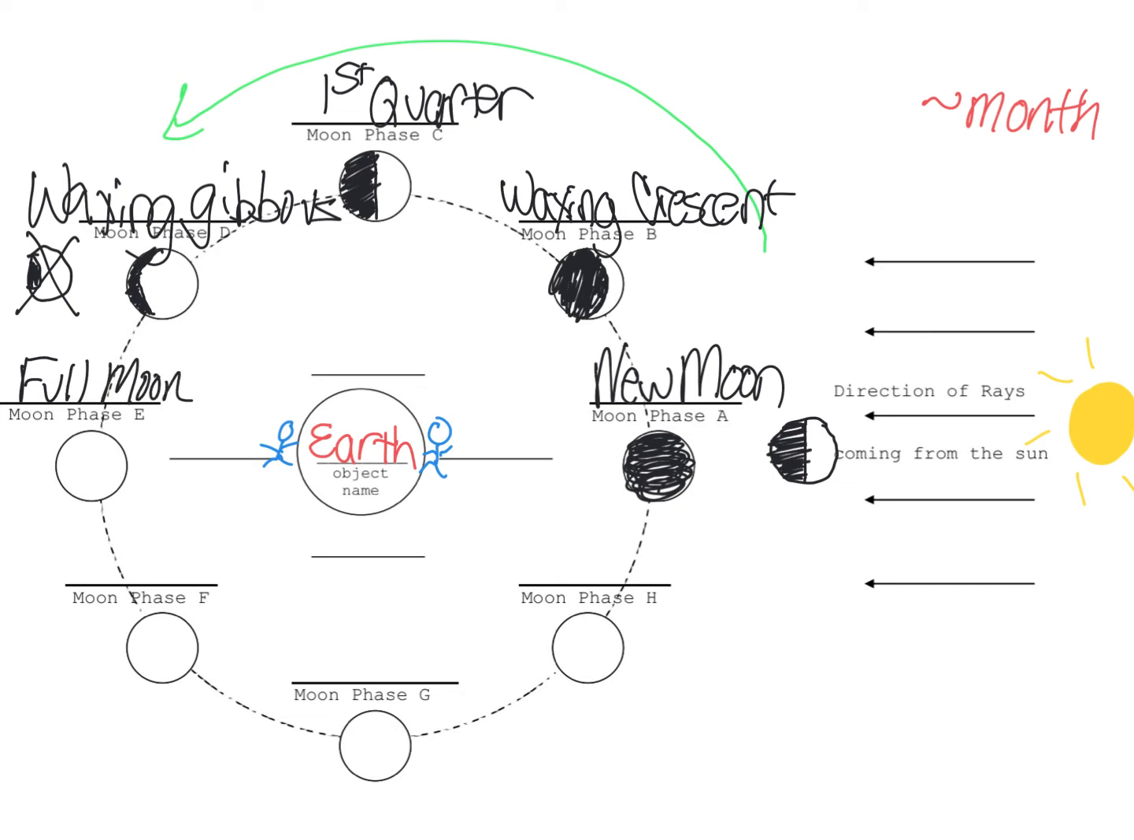We only need to add the label. We now begin the waning phases as we finish the cycle. Remember, in the waning phases, we get less and less light illuminating the moon each day. We also have another change.